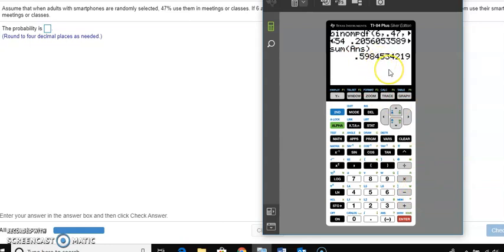So again, I use the binom PDF key. I know there's also another way to use binom CDF. So if you go to the Tutoring Center or you look up on YouTube, there's another way to do it. This is just how I prefer to do it. Binom PDF stands for binomial probability density function. The other one is CDF, which is cumulative distribution function.